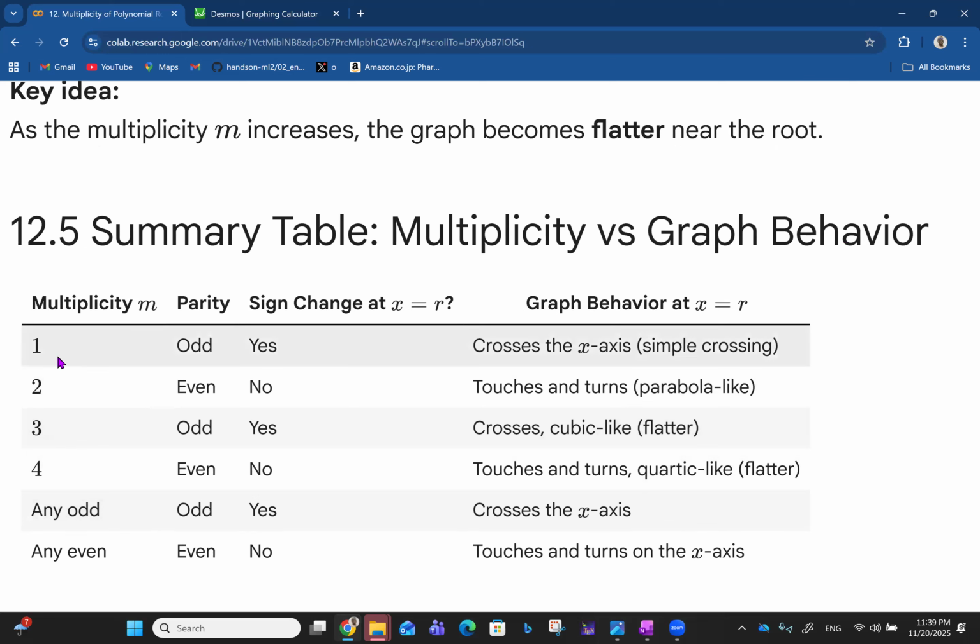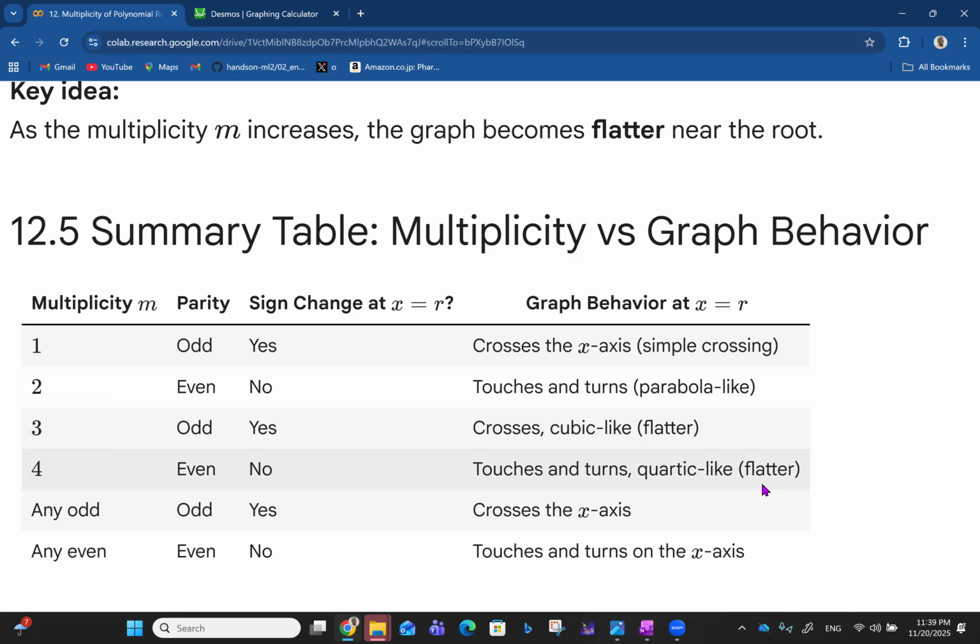So multiplicity m, if m is 1, the parity is odd, the sign change is yes. So there's sign change for all odd, and there's no sign change for all even, basically. So for x equals 1, it crosses the x-axis with a simple crossing. That's the graph behavior at x equals r. So sign changing at x equals r, those are the things we have here. For 2, the parity is even, the sign change is no, and it touches and turns, parabola-like. At 3, the parity is odd, the sign change is yes. Then graph behavior crosses, cubic-like and flatter. Then at 4, when m is 4, the parity is even, the sign change is no, and it touches and turns, quartic-like.